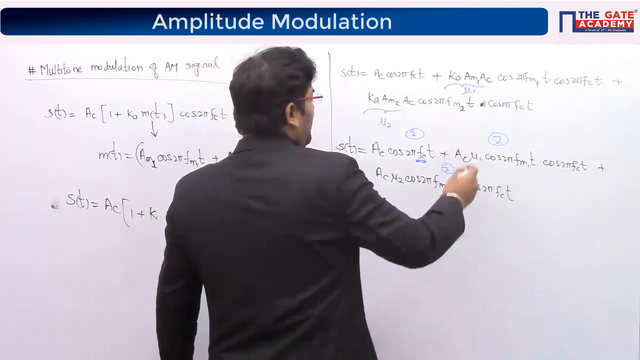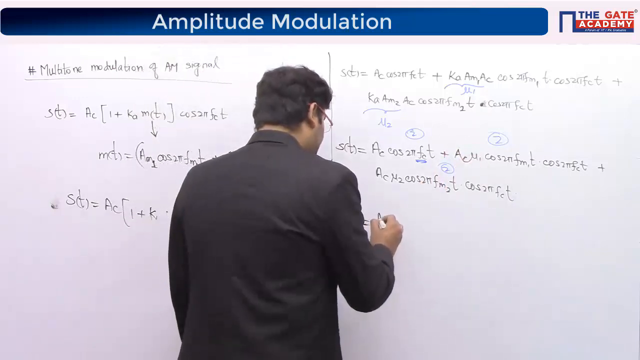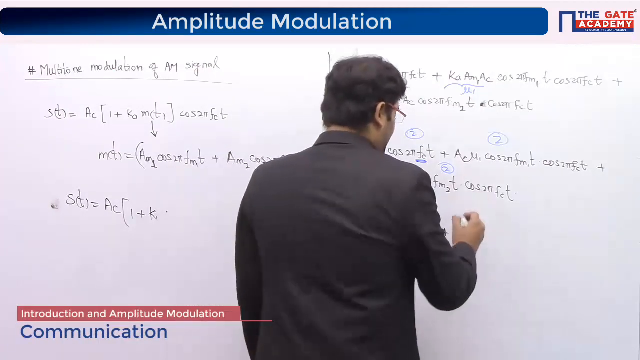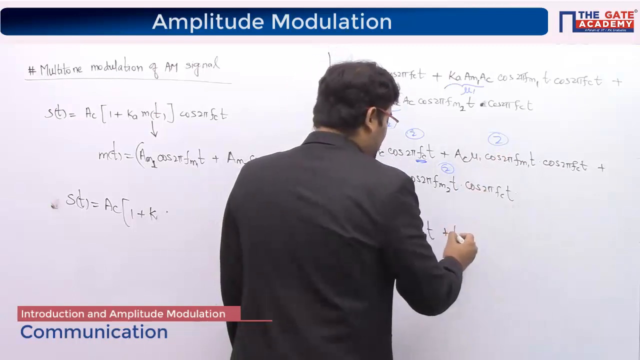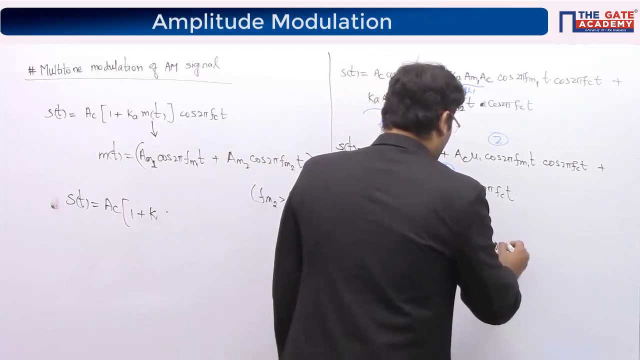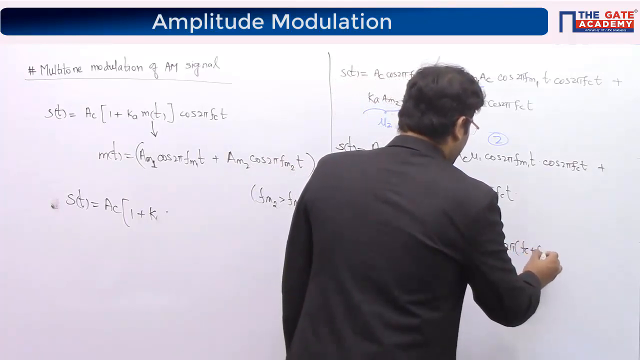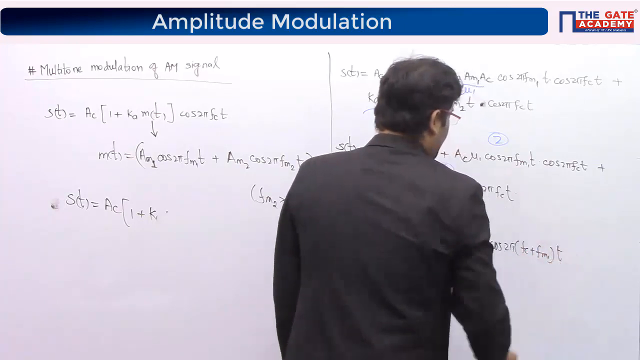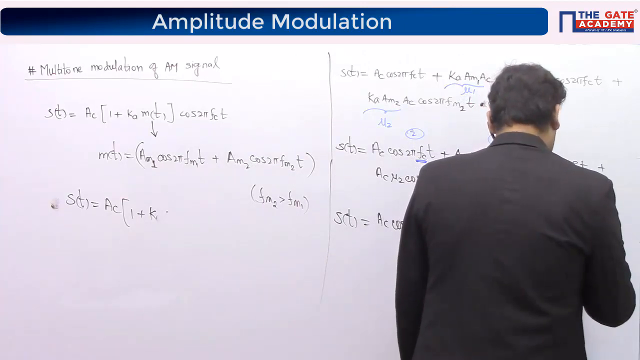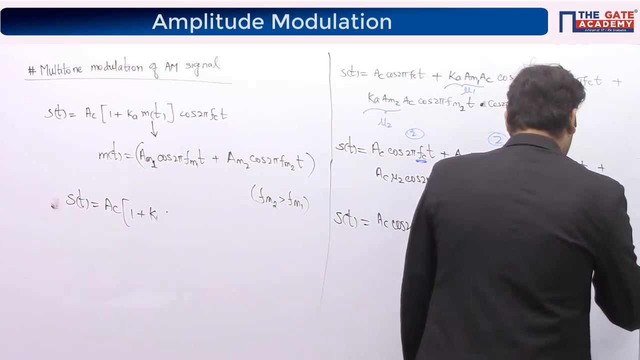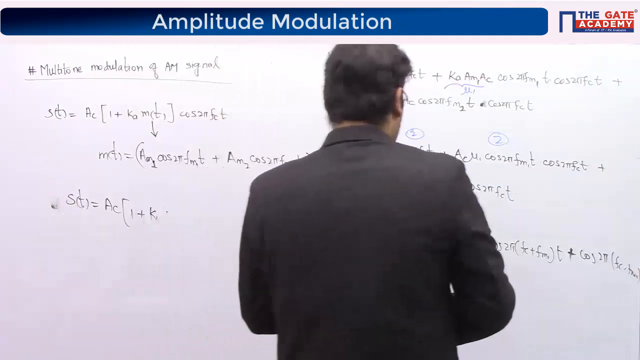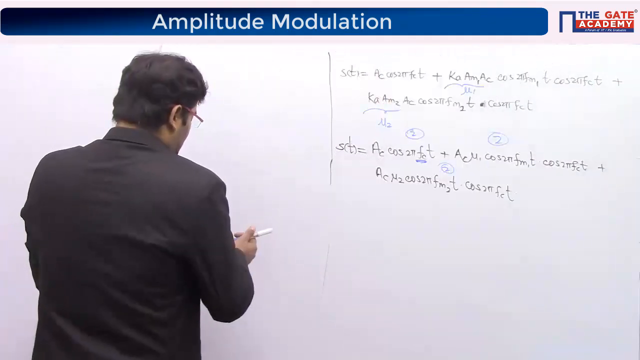S of t, now guys, I am going to apply 2 cos A cos B. So I will write AC cos 2 pi fct plus, since you are going to multiply by 2 and divide by 2, it will become AC mu1 by 2 cos 2 pi Fc plus Fm1t plus cos 2 pi Fc minus Fm1t. I need to rewrite again. So guys, I am rewriting again.